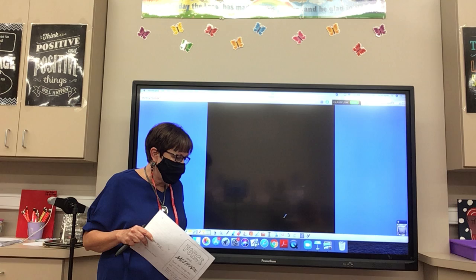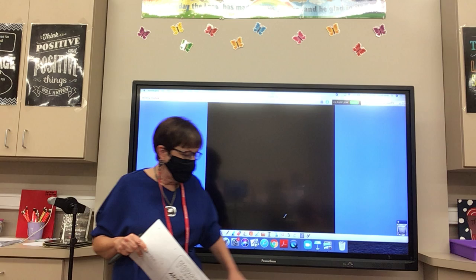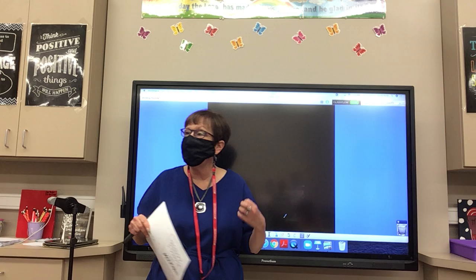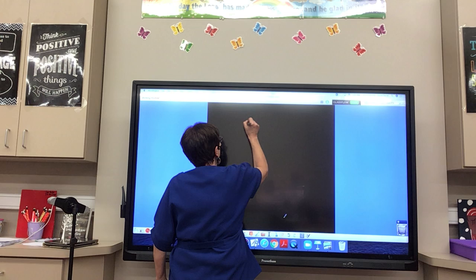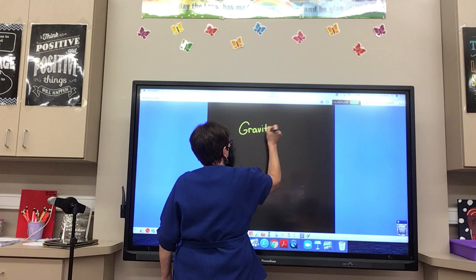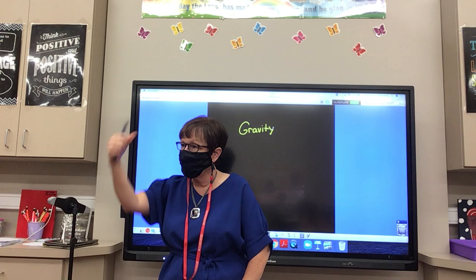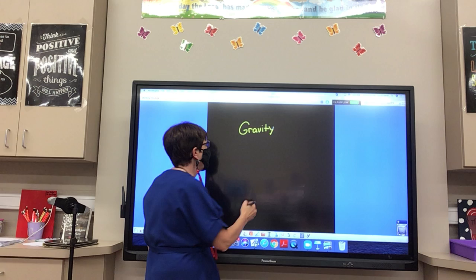Okay, now look, let's look here. It says gravity blank to the center of the Earth. Who remembers our definition of gravity? What does gravity do? Rose? Sticks, or what's another word? What does it do? It pulls to the center of the Earth.